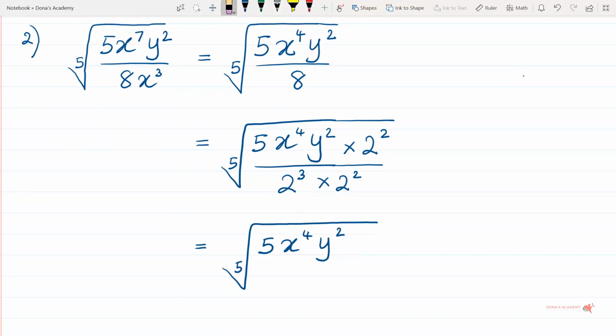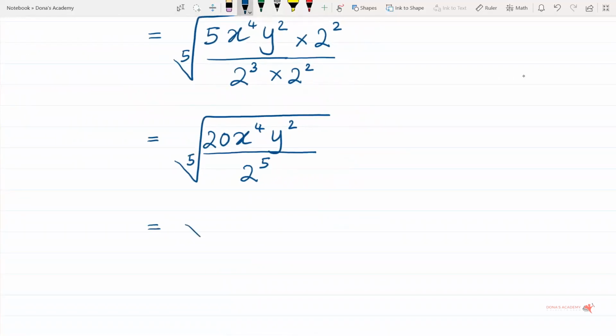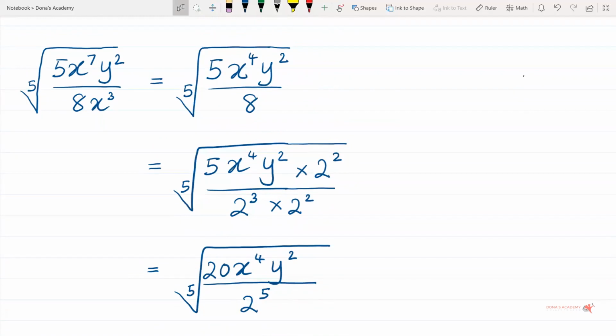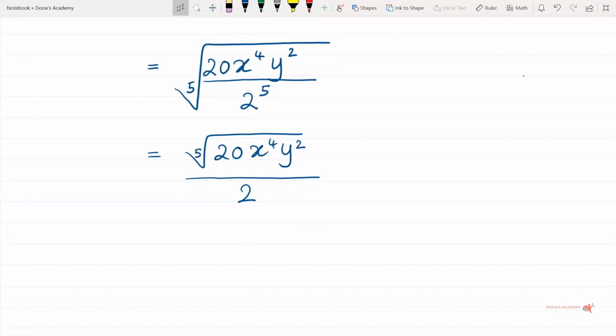So I have 20 in the top divided by 2 to the power 5. Okay, now if I split this into two pieces, fifth root of 20 x^4 y^2 divided by fifth root of 2 to the power 5, which is 2, right? Okay, so I get a pure number, no radical pieces in the bottom as before, right? Before we had fifth root of 8 in the bottom. However, now we have a pure number.